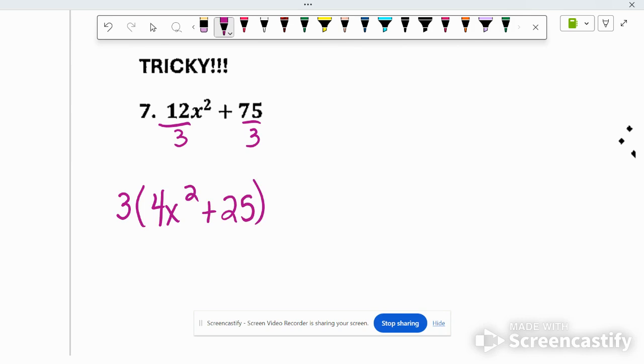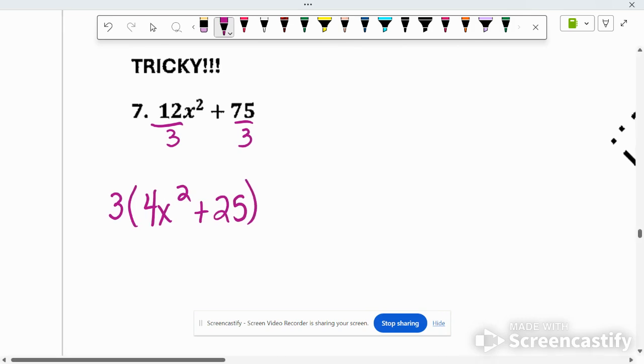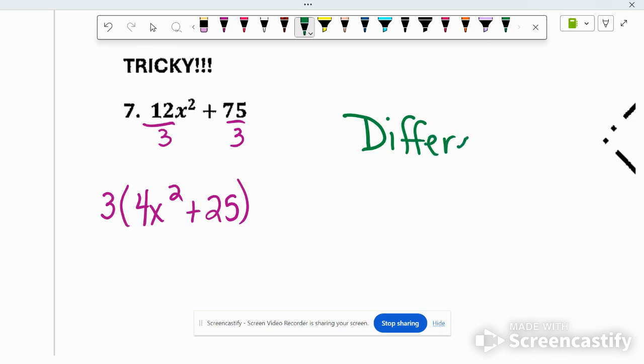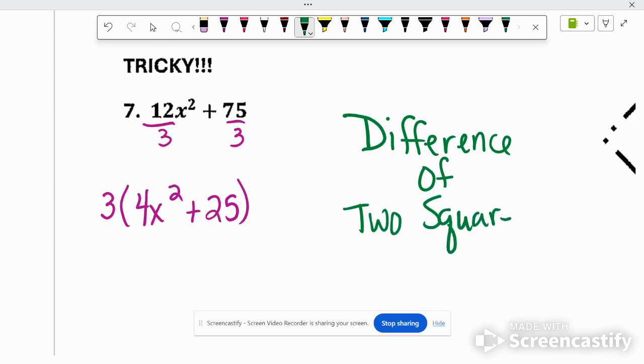Can I factor that? Yeah? What lesson is this today? What is this called? Read up top. What is our lesson called? The difference of two squares. And we use the acronym DOTS, D-O-T-S.